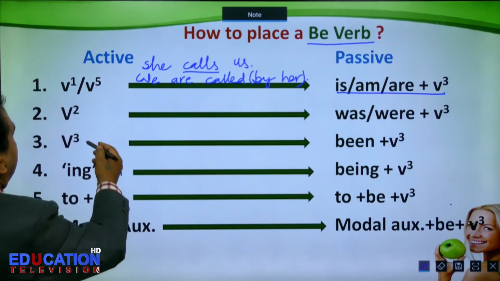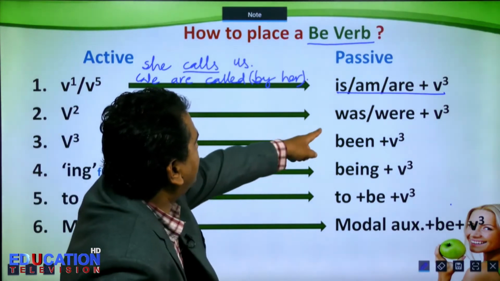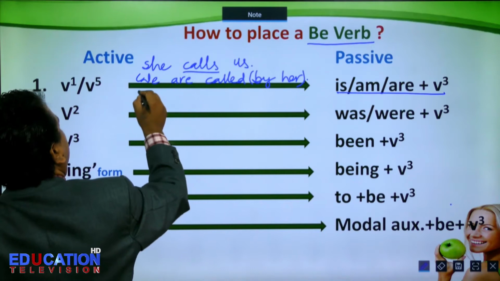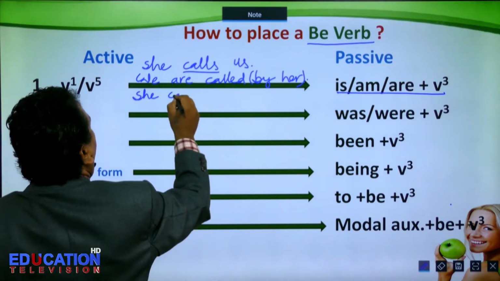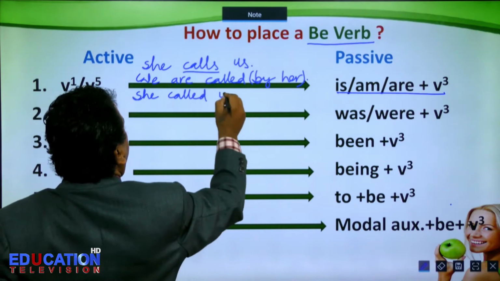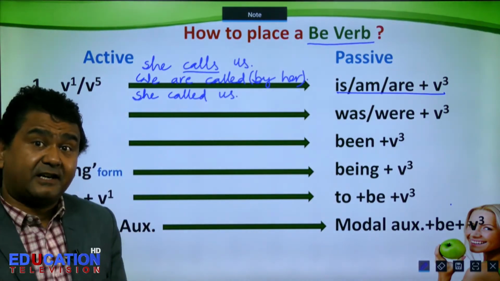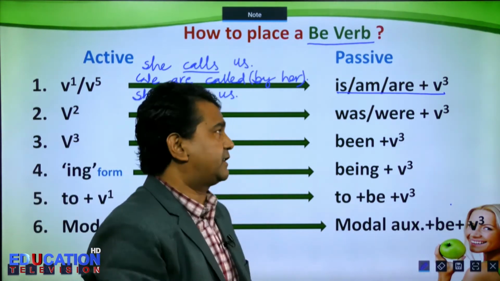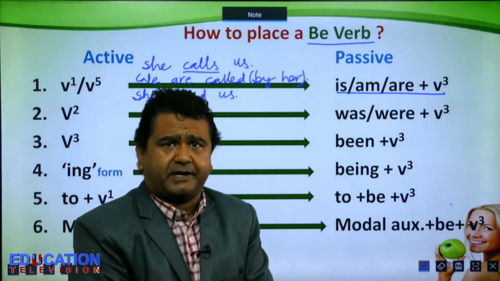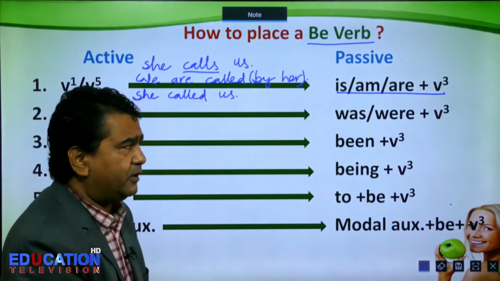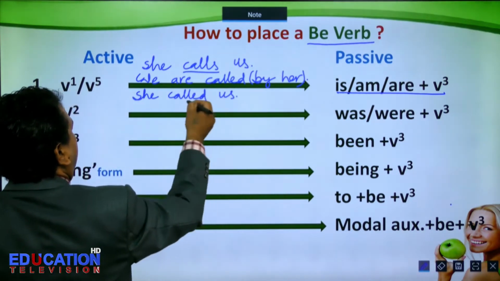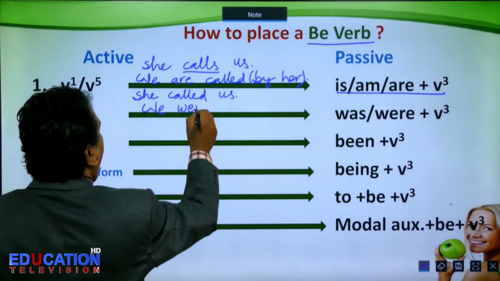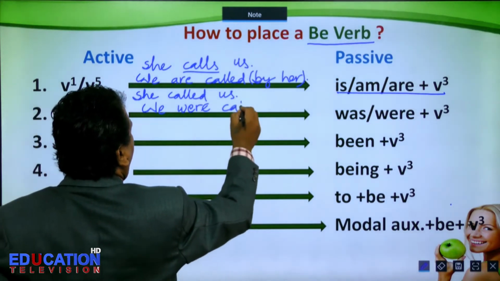Similarly, if there is V2, we have to write was, were. Suppose instead of call, here it's called. She called us. As we know, the object is drawn here as subject, and subject by plus object only when it is a noun. If it is a pronoun, you don't need to. So she called us. Us becomes we, and called is past tense, so we write here were. We were called. Fine.